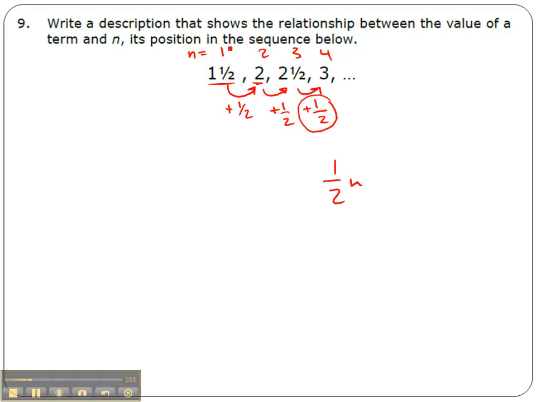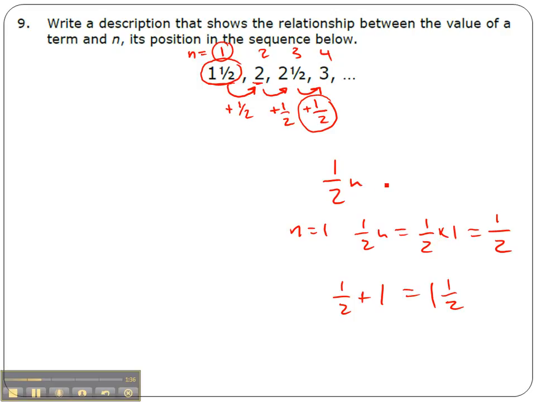So when n equals 1, 1/2 n would be equal to 1/2 times 1, which is just 1/2. But our first term is not 1/2, it's 1 and 1/2. So what would I need to add to 1/2 to get 1 and 1/2? Well, 1/2 plus 1 equals 1 and 1/2. So we add that to our rule, 1/2 n plus 1.